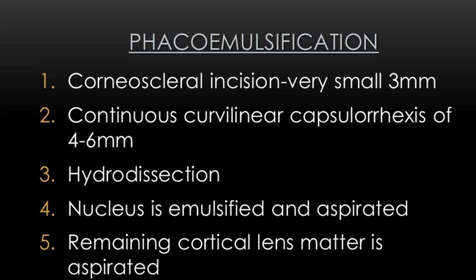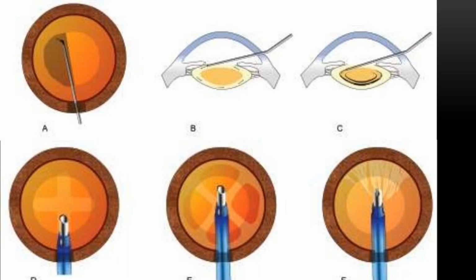Then hydrodissection is done. Nucleus is emulsified and aspirated, and the remaining cortical matter is aspirated. So here you can see we're doing a capsulorhexis. So these are the steps of phacoemulsification. Okay, in figure A, hydrodissection is being done. C, hydrodelineation is being done. Then in D, there's sculpting. Then there's quadrant removal. You remove the pieces of the nucleus, and in F, you can see that the cortex is being removed.